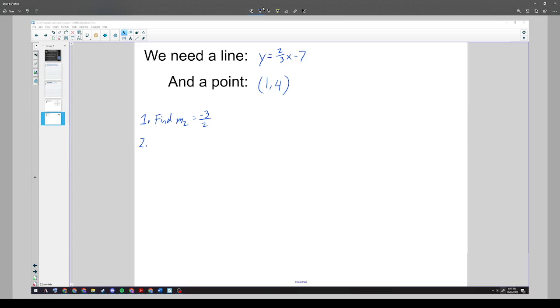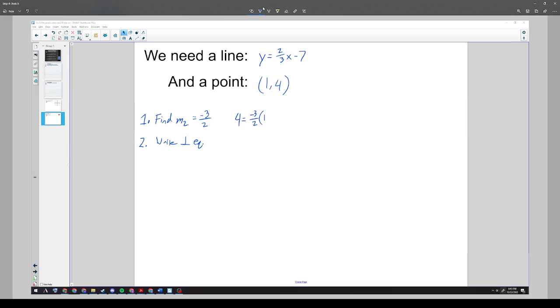Step 2 is we're going to write the perpendicular line equation. To do that, we're going to use our slope and this point and either write a point slope form equation or use substitution to solve for the y-intercept. I'm going to opt for doing substitution this time, and then I'm going to work the problem again and we'll do point slope.